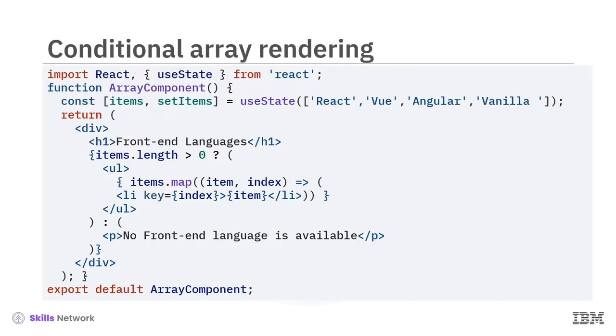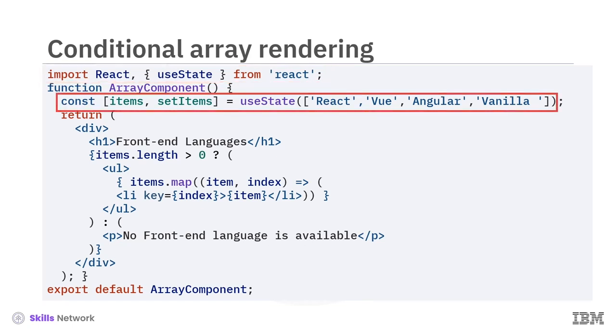You can conditionally render components based on the content of an array. For example, the explanation for the code is as follows. State management. The component uses the useState hook from React to manage its state. One state variable is declared. Items. Holds an array of strings representing front-end languages.